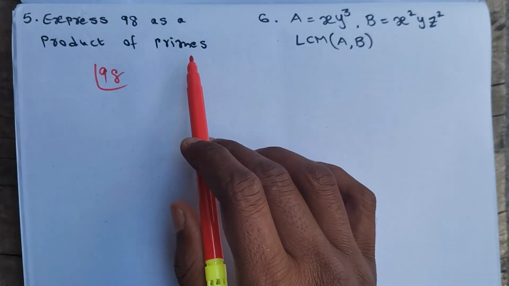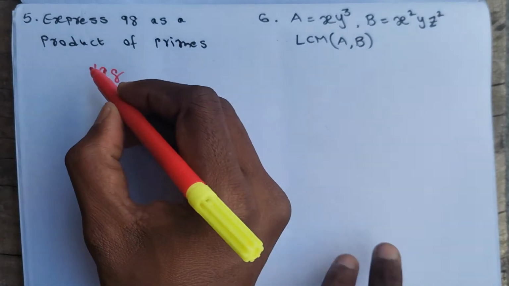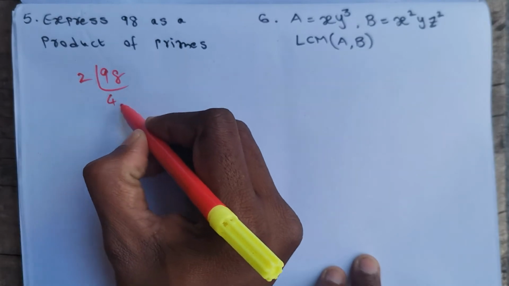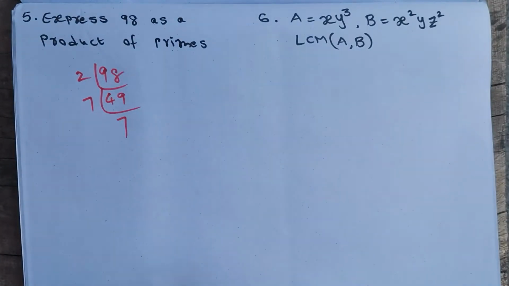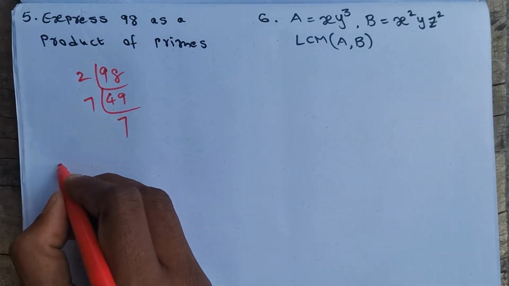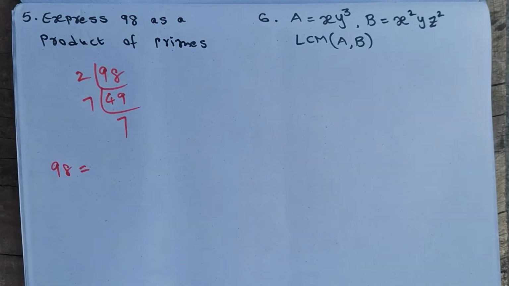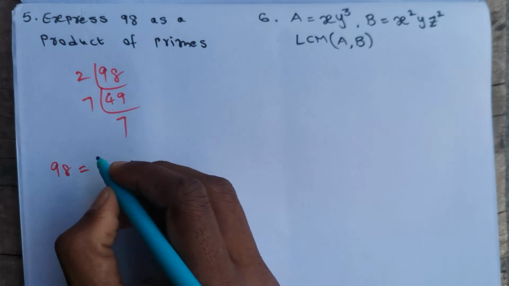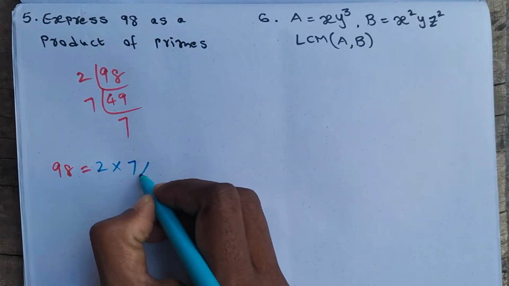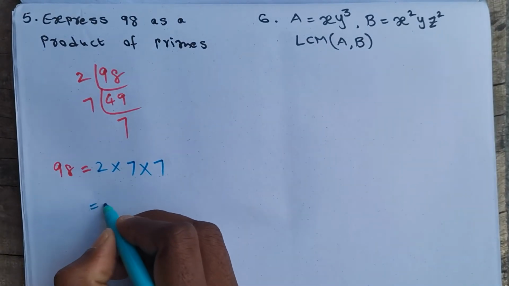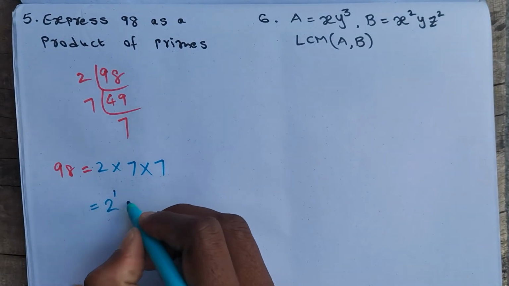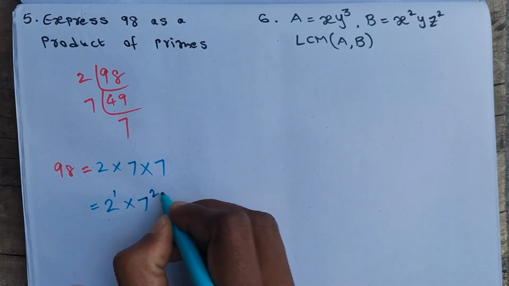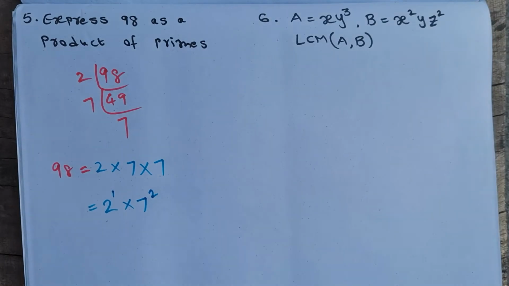Clearly mentioning about primes, so start from prime number only. 2, 7 7s are 49, 49 2s are 98. So 98 is equal to 2 into 7 into 7. Otherwise, 2 is only one time, so 2 power 1, into 7 is there 2 times, so 7 power 2. Any one option will be there in that. We need to go with that.